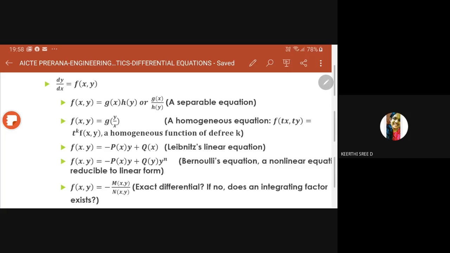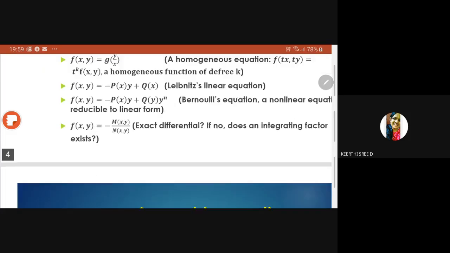And if it is neither reducible to a homogeneous equation nor homogeneous, then you have to see whether it is a Bernoulli's equation. If it is a Leibniz equation, there is a straightforward solution. Both the Leibniz and Bernoulli's equations can be reduced into separable equations. That is the advantage here. And then exact equations, we'll see probably in our next session only, not now. Okay, first order exact equations.